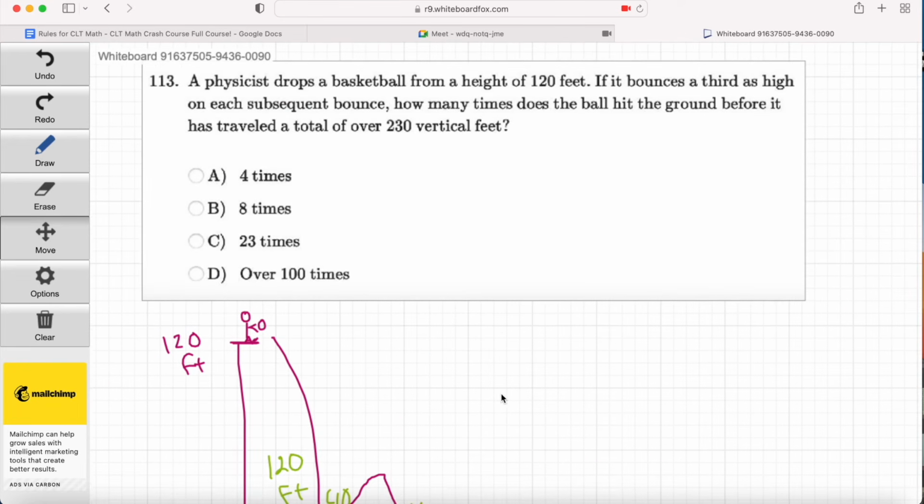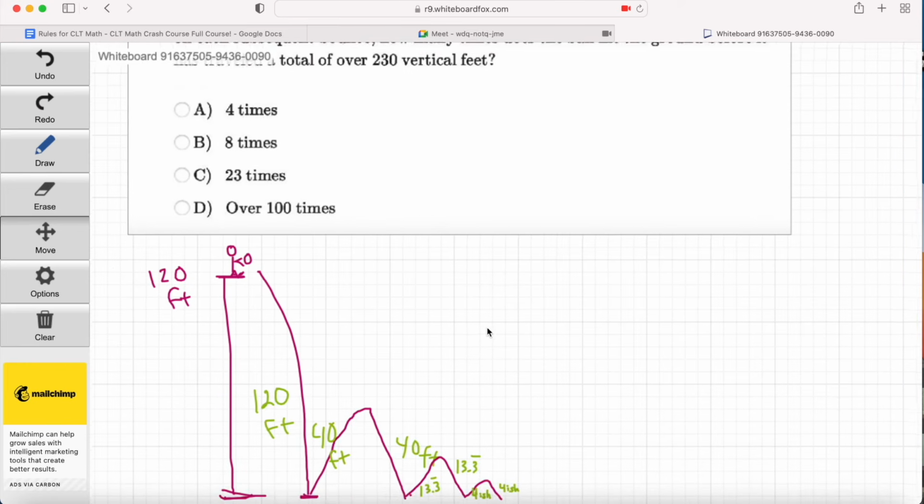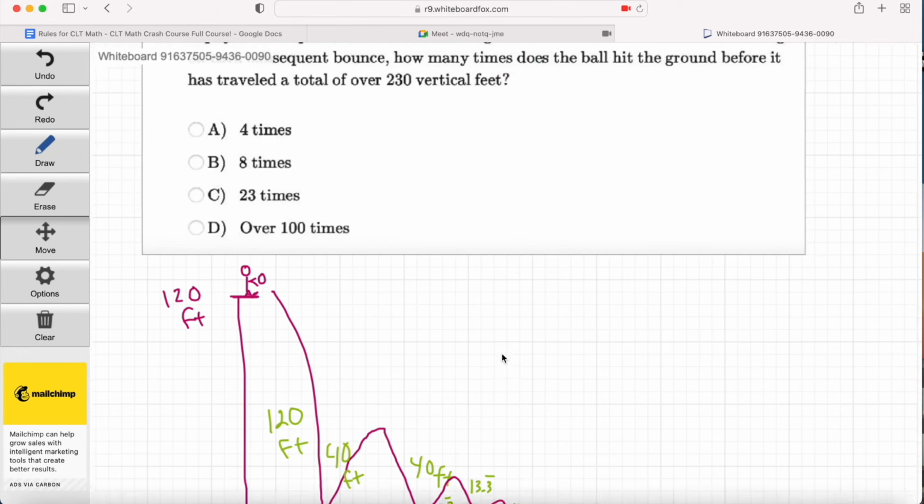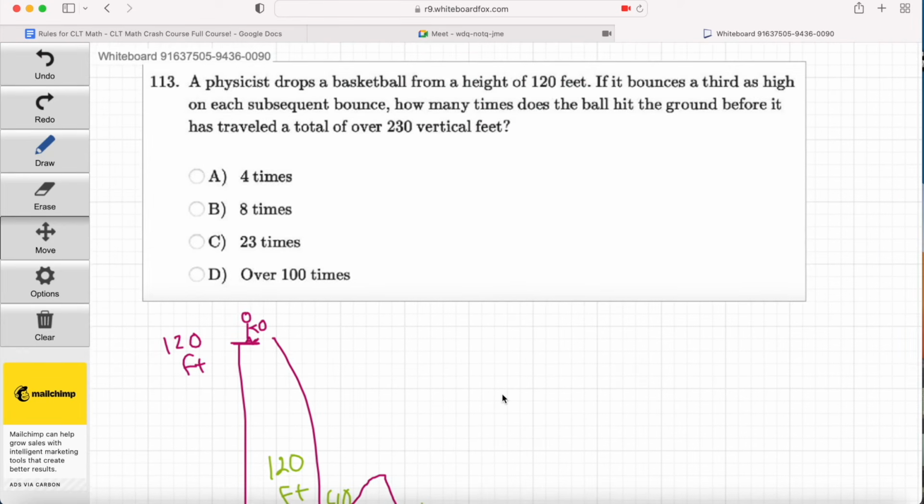The question is, how many times does the ball hit the ground before it has traveled a total of over 230 vertical feet? How many times? 4 times. That's when it's over 230 vertical feet. It might be tempting to be like, if 3 were an answer, and thank God they didn't put 3 as an answer, I would be tempted by 3. You know what I'm saying? I would be tempted by 3 because that would be before it's 230 vertical feet.